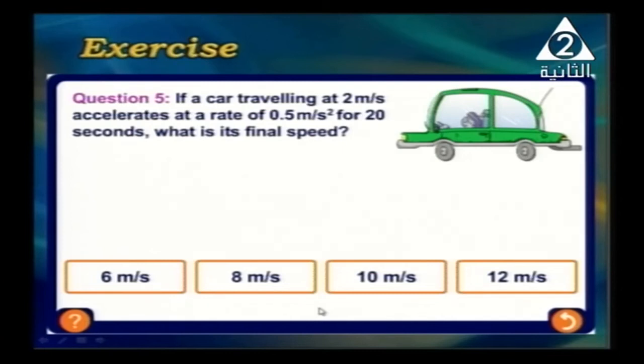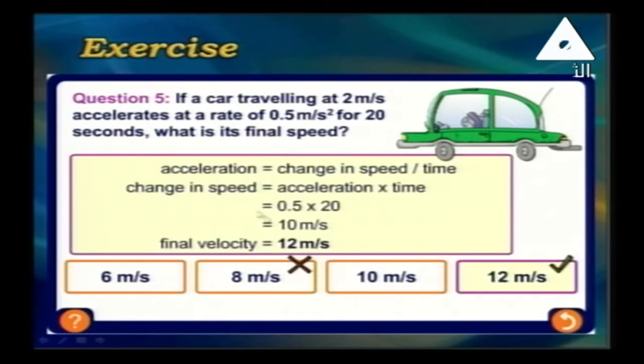Equal 1. Equal 10. And 10 minus what? Minus 2 equal what? Equal 8. It's wrong. And equal what? This one is 12. Why? Because 0.5 times 20 equal 10. So the final velocity is 12. Okay, plus, it's 12. 10 plus 2 equal what? Equal 12 meters per second.